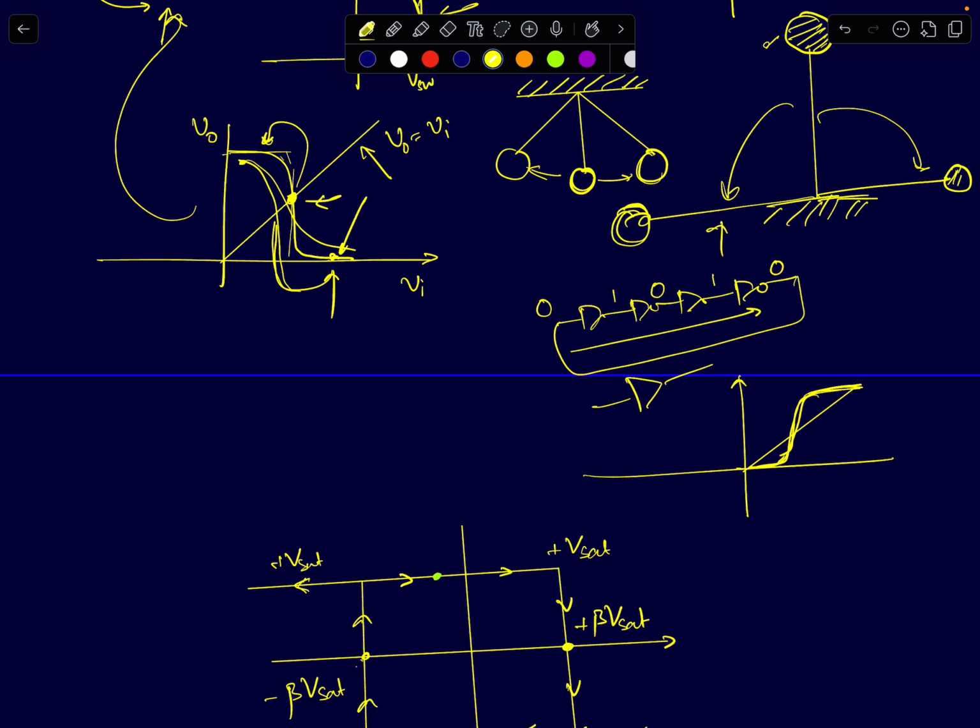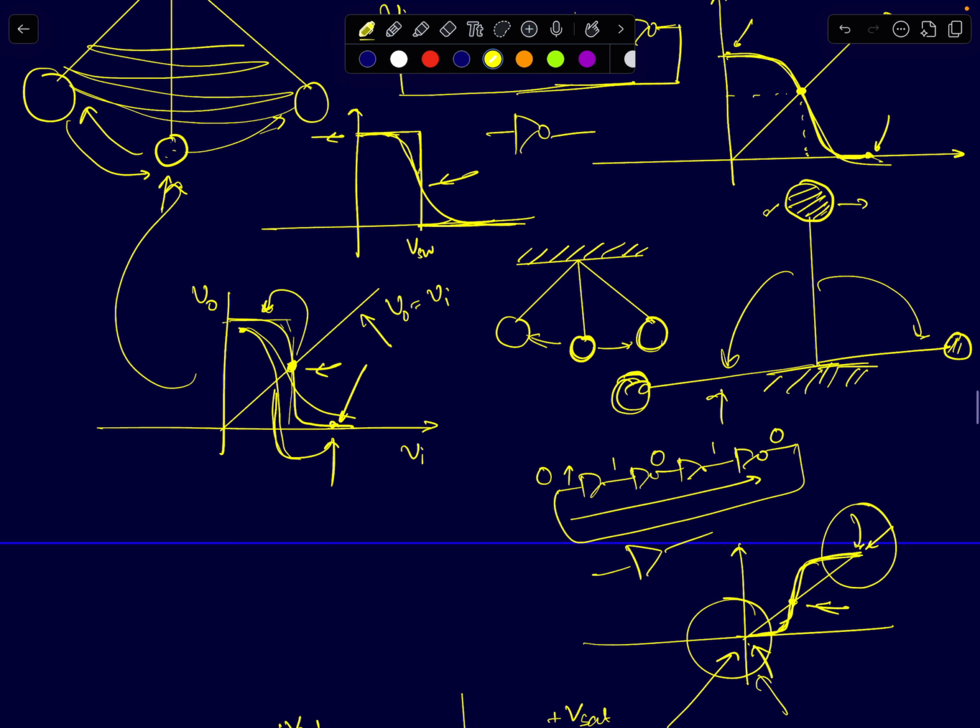Now if you see, there are 3 operating points here. This is one operating point, this is one operating point, and this is one operating point. Now if I slightly displace it, let's say noise is displacing this node by a slight amount, you will either end up reaching this point or this point. These 2 points are very low gain points. The gain is 0, right? It's almost flat. So once you reach there, your circuit will not have any motivation to change its state.